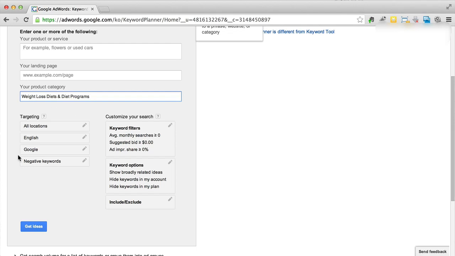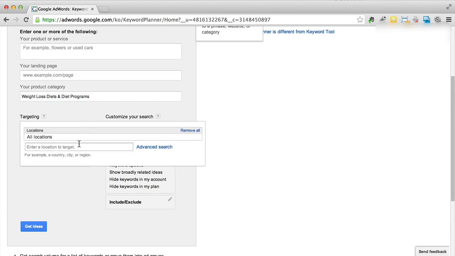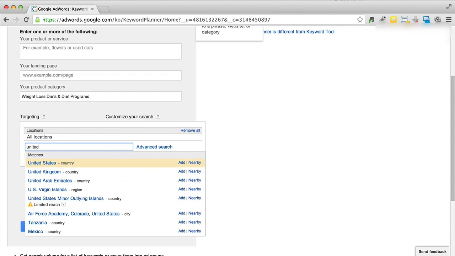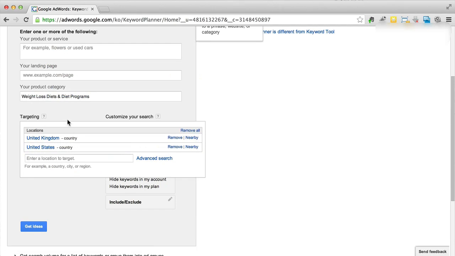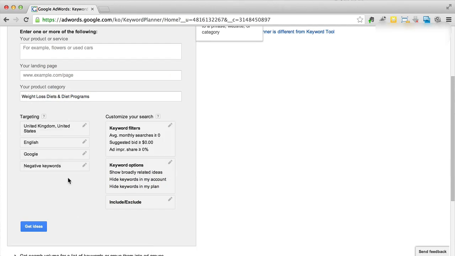But before we click on Get Ideas, we need to take a look at targeting. Right now it's set to all locations. Now, of course, you can set it to just United States if you want to. You can also add United Kingdom. So there we go. Now we have two countries that we want to target. English, Google, negative keywords. We could just leave this as it is.